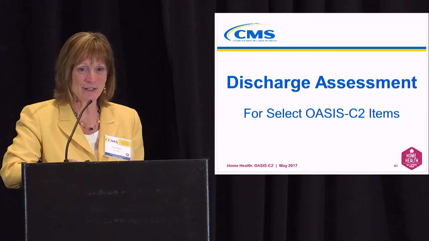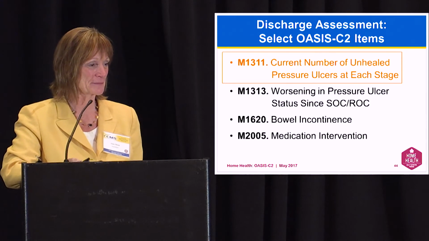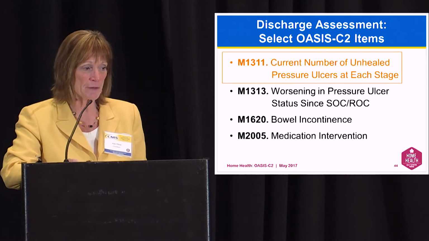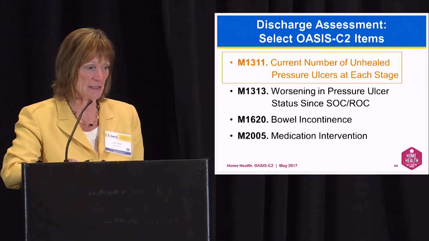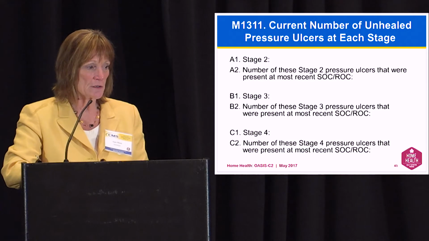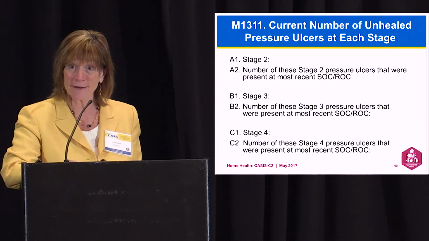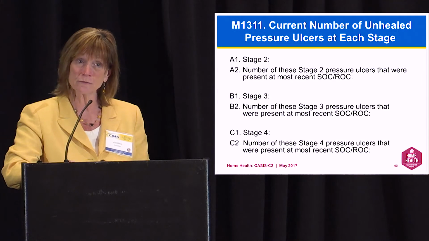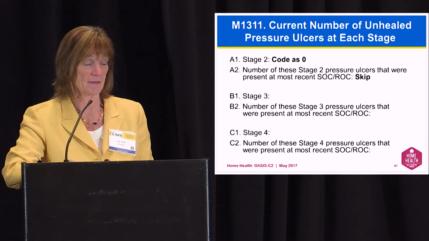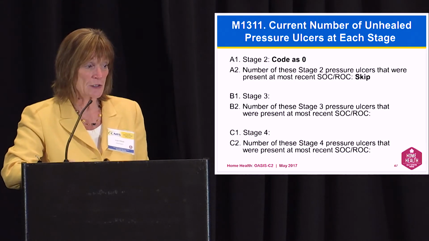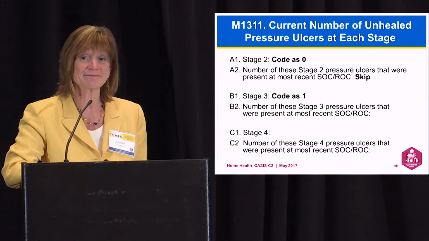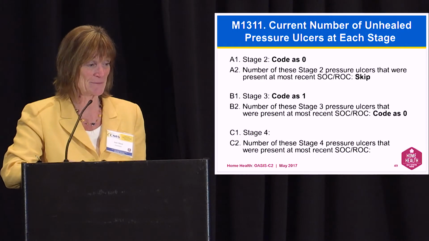So moving on to the discharge assessment. So the first item is M1311, current number of unhealed pressure ulcers at each stage. For M1311, the pressure ulcers at each stage, and we'll call out the answers again on this. So for A1, stage 2, yeah. And for A2, that would be a skip, yeah. For B2, 1, yeah. And for B1 and B2 is a skip, 0, yeah.